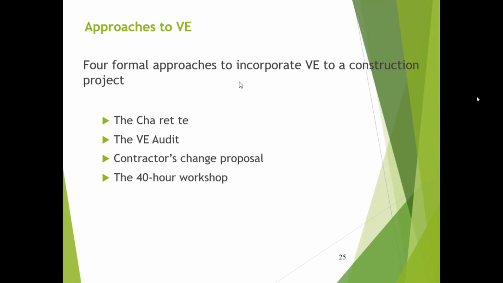And then how do we do this value engineering part? That is through 4 different approaches. Okay. So one is Charrette, another one is the value engineering audit, and the contractor's change proposal, and specifically a 40-hour workshop is carried out to exercise this value engineering for a given project. Okay.